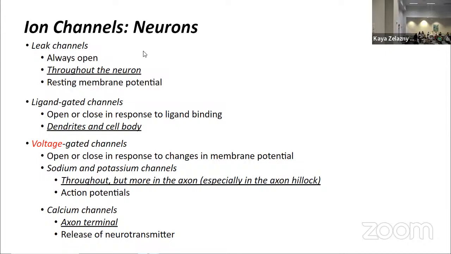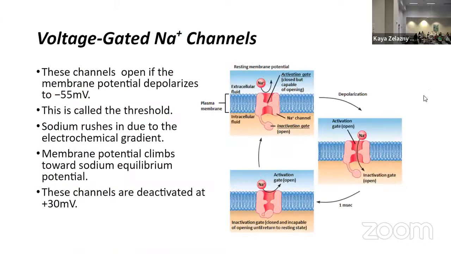So, questions about these types of channels, particularly since we're moving on from the leak channels and the ligand-gated channels now? Any remaining confusion about those? We'll break into the voltage-gated channels then, which are the big ones.